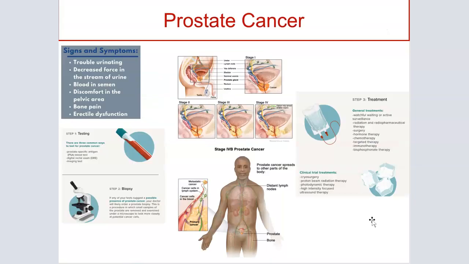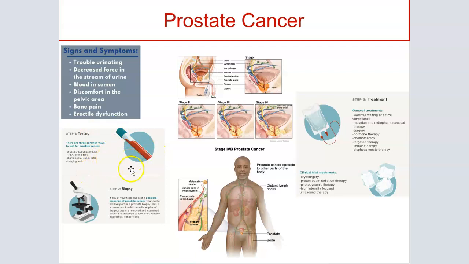The other condition is called prostate cancer, which can occur. And so you can see some common signs and symptoms of prostate cancer developing. Prostate cancer is fairly common in males. It's usually in older males, but it can also happen in younger males. And it's important that you get tested regularly. So they'll do that PSA test, and you really want to watch that. If that starts to go up, they can palpate it and they can do imaging.